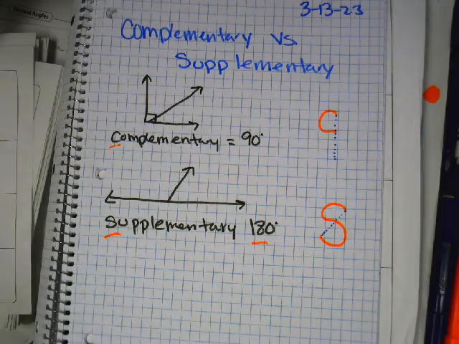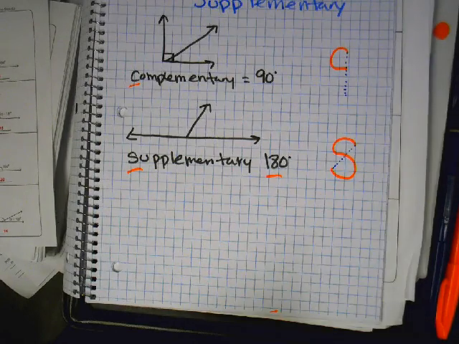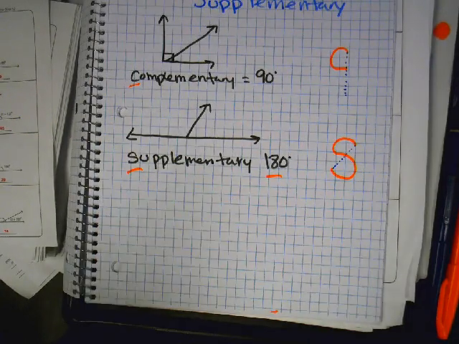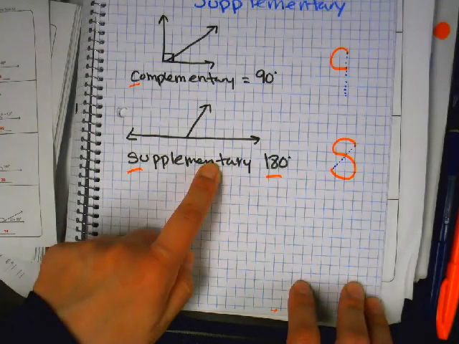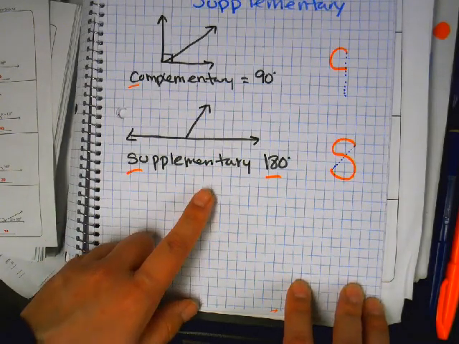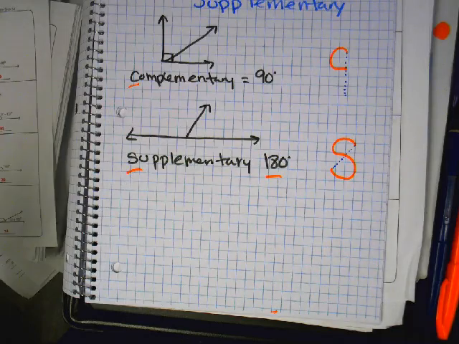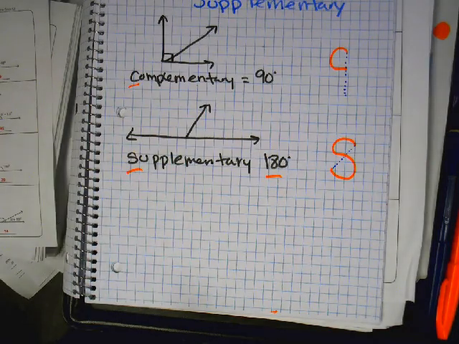Acute is smaller than 90, obtuse is bigger than 90. I won't test you on reflex. Reflex is bigger than 180. On the test, you'll do complementary, supplementary, and then you'll identify, is this angle acute, obtuse, right, or straight? Are we okay with all of that? Are you okay with measuring using a protractor? Yeah. Okay. Sometimes it's hard.